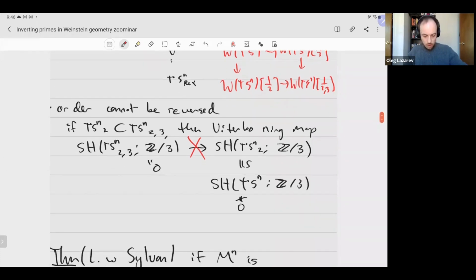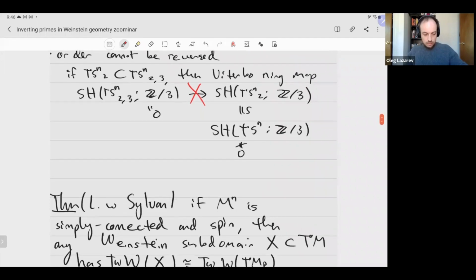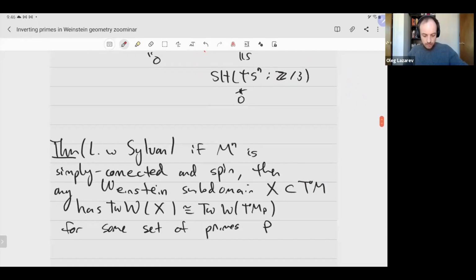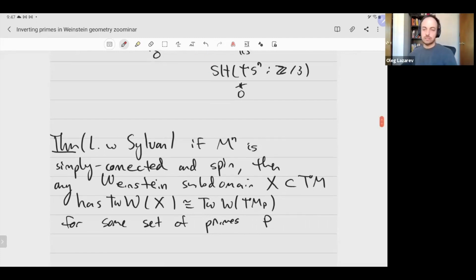Okay. So let me keep going. So we have all these subdomains in T star Sn. Now let me state a result with Zach Sullivan, which is that if M is simply connected and spin, then in fact, any Weinstein subdomain X of T star M has the same wrapped Fukaya category as one of these prime localizations for some set of primes P. So at least Floer theoretically, any subdomain is one of these for cotangent bundles.